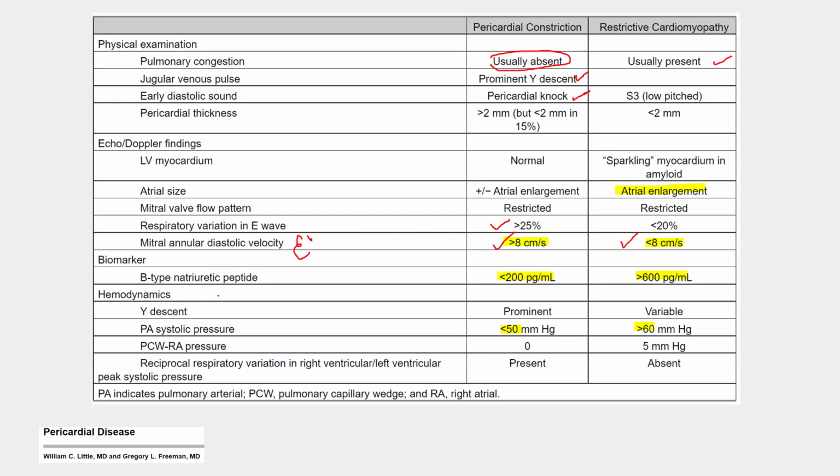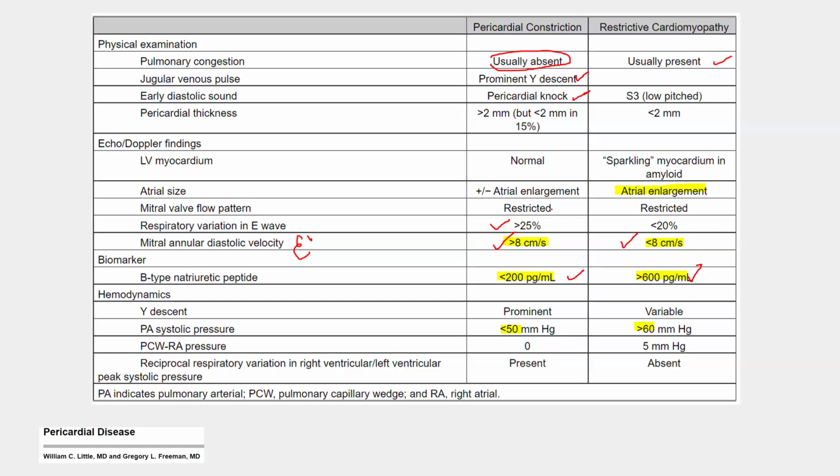Now, natriuretic peptide, B-type natriuretic peptide, tends to be higher in restriction than in constriction. I mean BNP and pro-BNP, guys, are higher in restrictive cardiomyopathy than in constrictive pericarditis. Because in constrictive, it is a marker of what? Stretch. The marker of stretch, BNP, pro-BNP. So are you expecting the stretch to be more in constrictive pericarditis or in restrictive cardiomyopathy? For sure in restrictive cardiomyopathy. Okay.